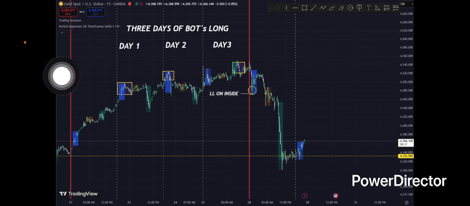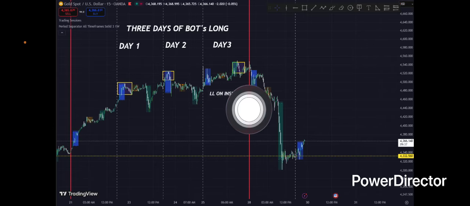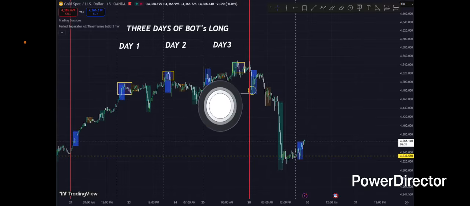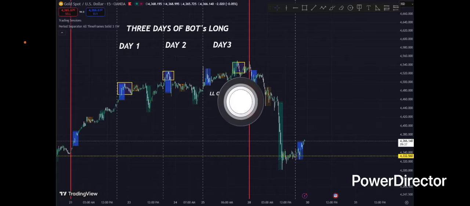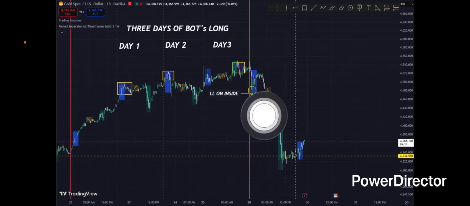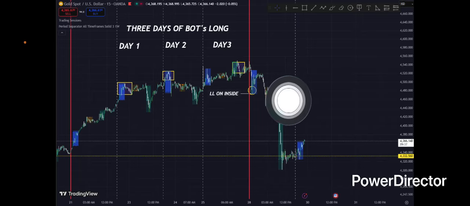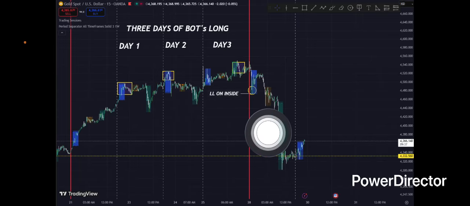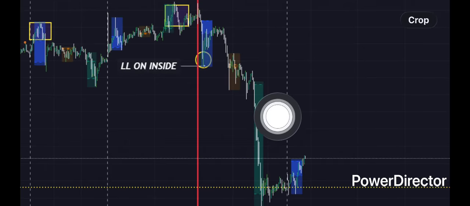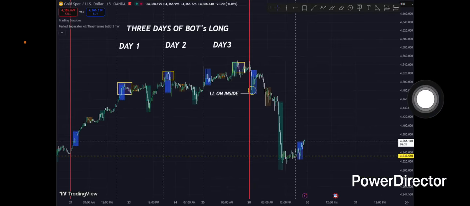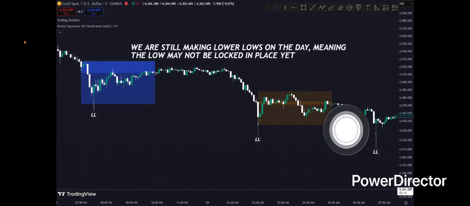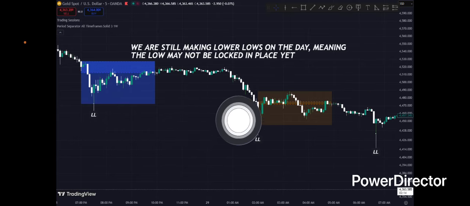And then when Monday opens up, we get this low in Tokyo, okay? We have come back down through the Friday's low, right? Putting in a lower low on the inside, right? And then continuing this day, we continue to put in lower lows all the way till we get to the New York session, where this market pumps up and then begins to fall, all right? So you can see we're still making lower lows on the day.